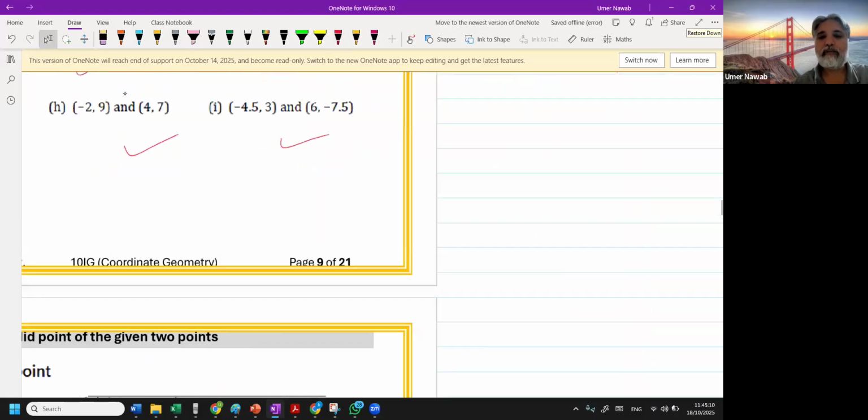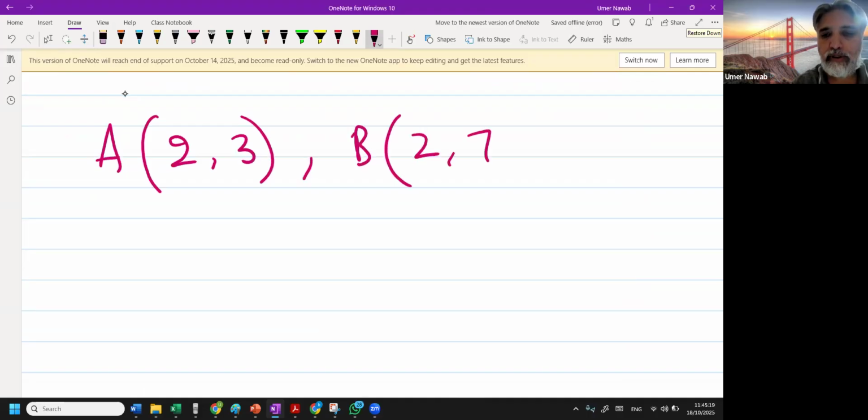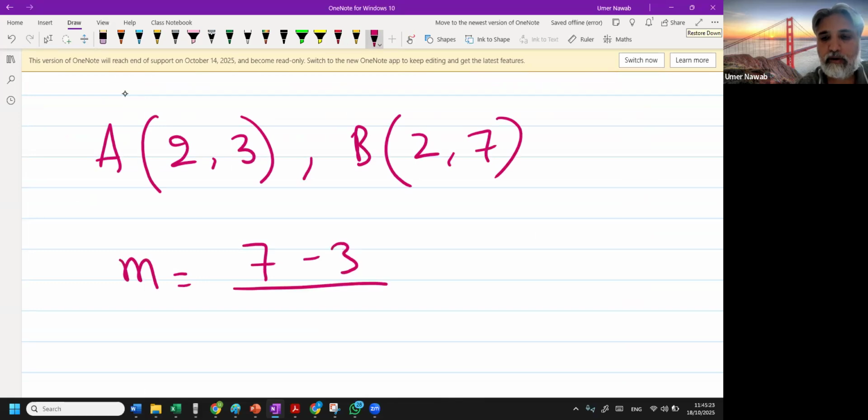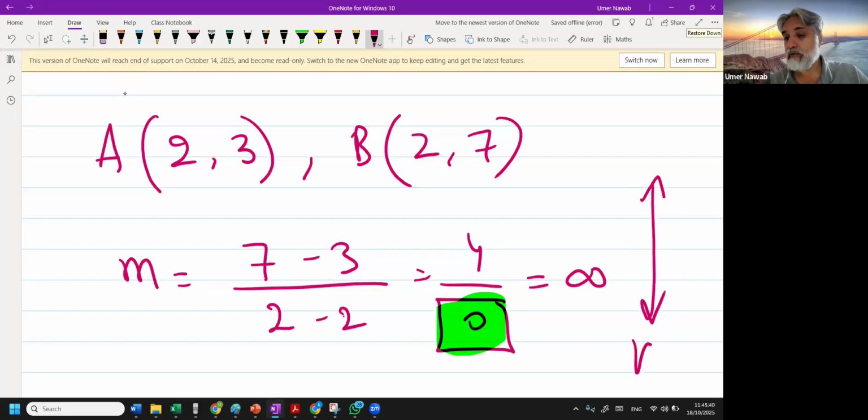One very interesting point which I want to mention here, and a student needs to know: if I have A (2, 3) and there is B (2, 7), and I ask you what is the gradient, then you do 7 minus 3 over 2 minus 2. And now this is 4 over 0. In mathematics, if you have a fraction and you get 0 in the denominator, your answer is infinity. The gradient infinity means this is a vertical line. I told you it's a vertical line.